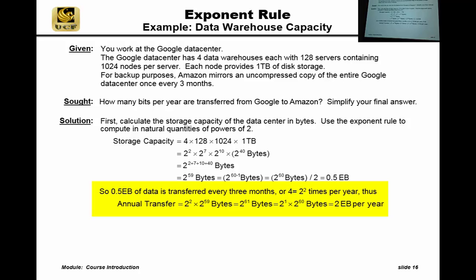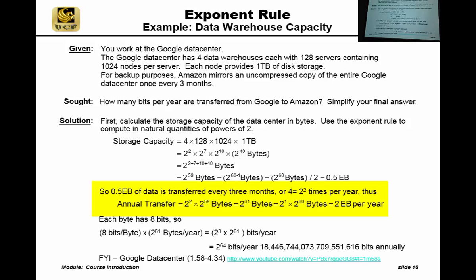The amount transferred, right? We're going to do what? Okay, we're going to start with this. This is so many exabytes, right? And it's done 4 times per year. So we're going to multiply times a 4, which is 2 to the 2, right? So you can add again, and you end up with 2 to the 61, or 2 exabytes per year.